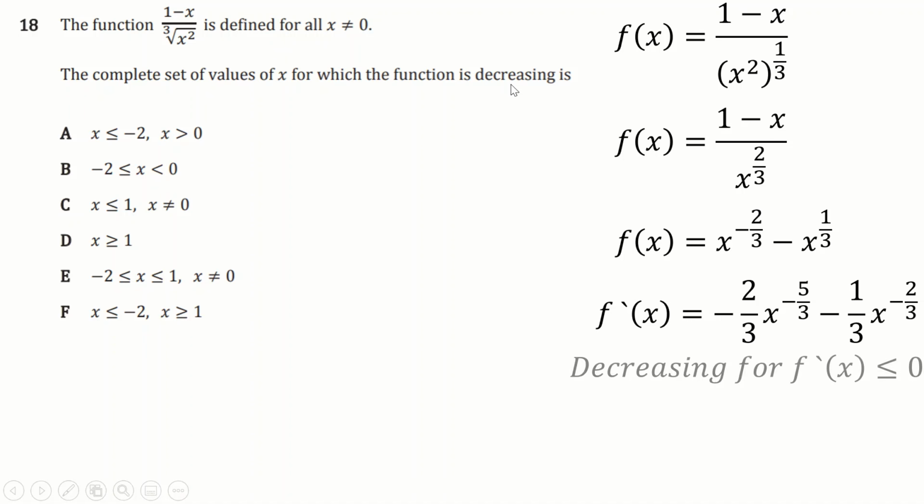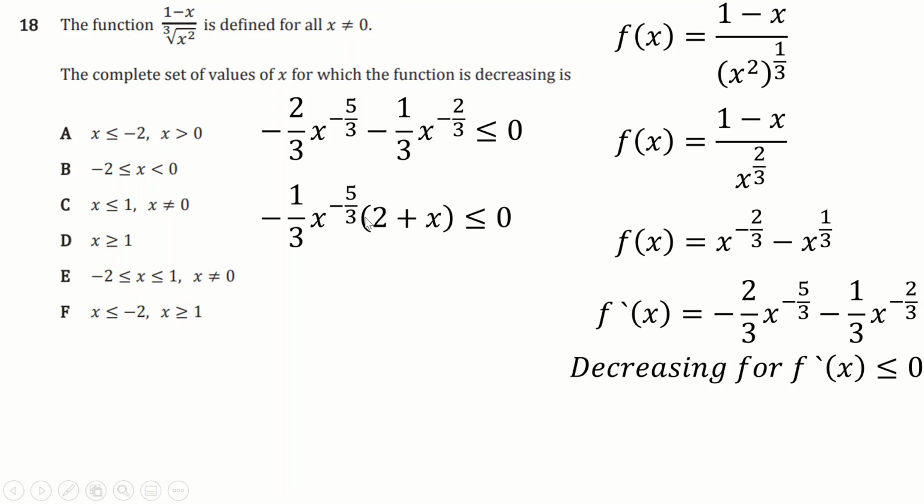And now a function is decreasing when its derivative is less than or equal to 0. So I want this thing to be less than or equal to 0. And this looks disgusting, but I think I can work with it. I'm going to factorize out an x to the power minus 5/3. Now this looks really crazy. And I'm also going to factorize out a minus a third, you notice. And now just check that this expansion works.